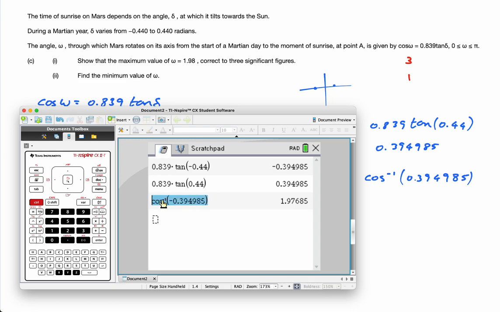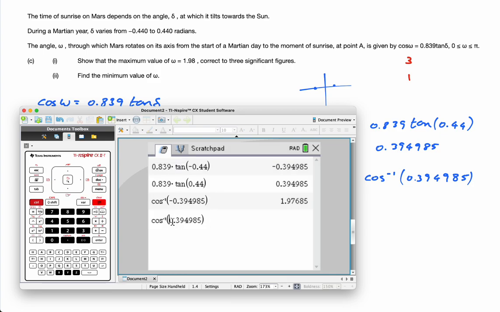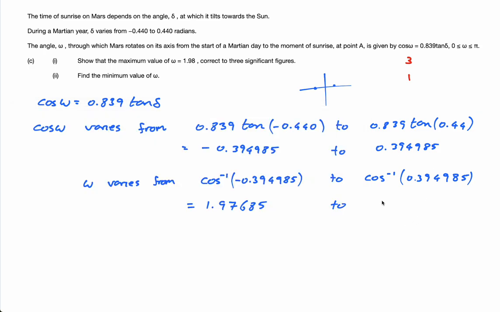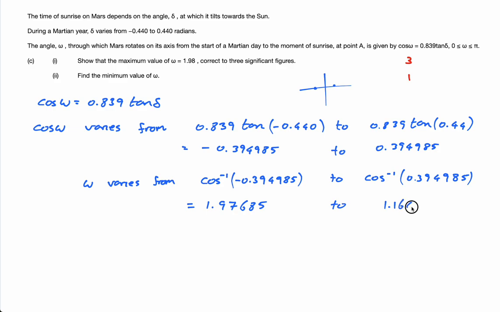Okay, let's copy and paste this, but this time I'm going to take out the negative. Now this isn't just going to be negative 1.97, it's just going to be a different angle. It's going to be 1.16474. Therefore, the max value of omega is 1.98 to 3 significant figures.